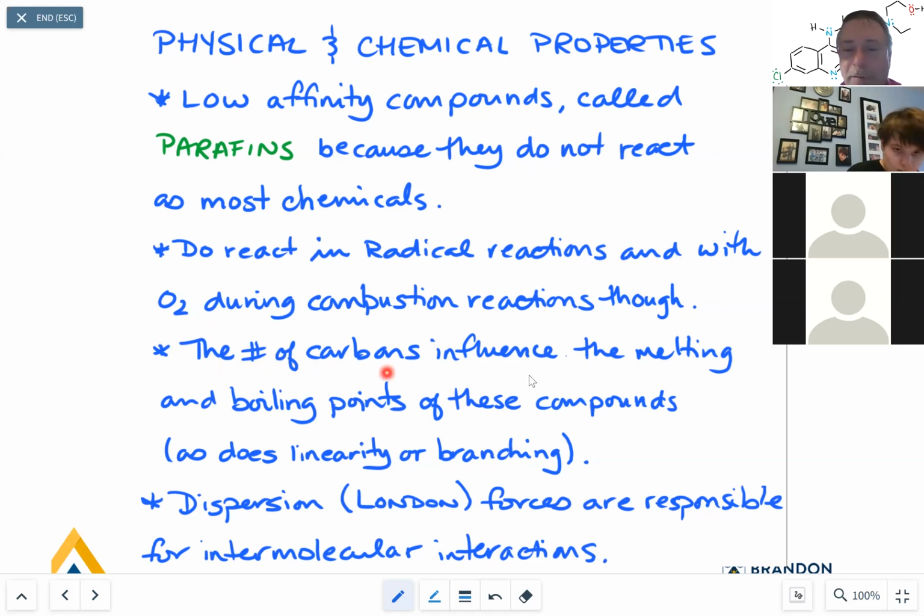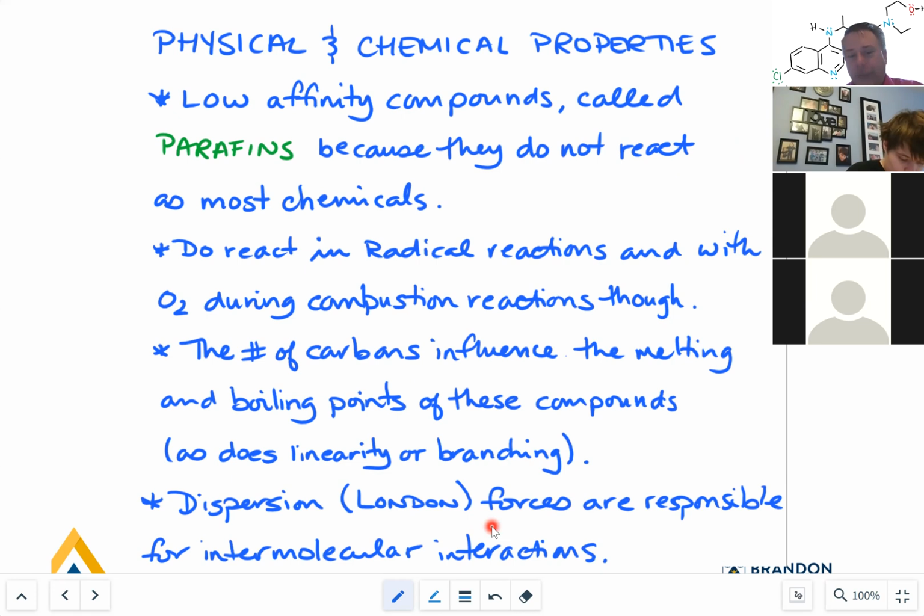And so the number of carbons basically is going to influence the melting and boiling points of these compounds, as does the linearity or the branchingness. So branched alkanes tend to have lower boiling points than straight-chained alkanes. The straight-chained molecules can pack together in a more ordered fashion through what we would call London forces or intermolecular interactions.